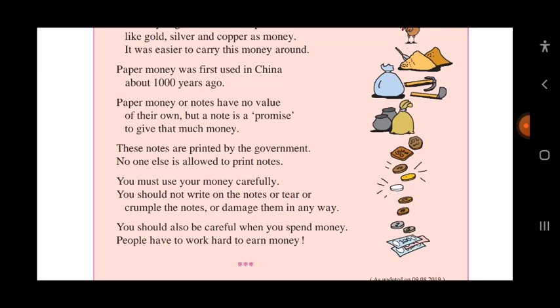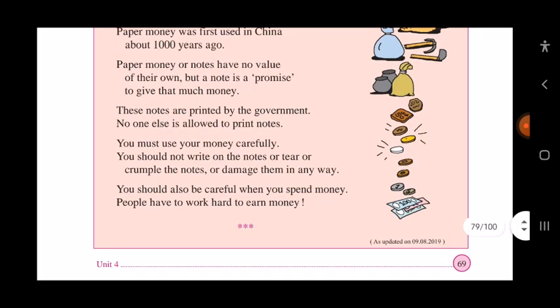Next, you should also be careful when you spend money. That's what I told you. When you're spending some money, say 20 rupees or 10 rupees to buy something, you should use it carefully, because once you spend that money, that amount won't come back to you. People have to work hard to earn money. We all know that to earn a certain amount of money, a person has to work very hard. He has to struggle. Then only he gets that amount every month, his salary. So whenever you're spending money, spend it carefully.